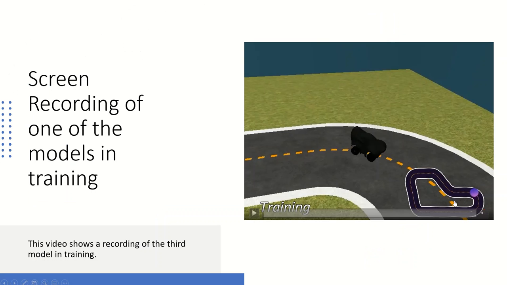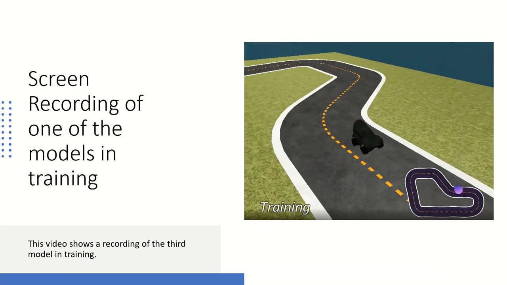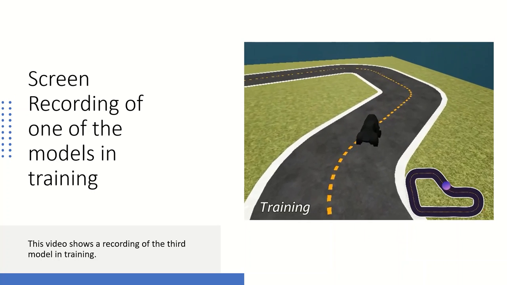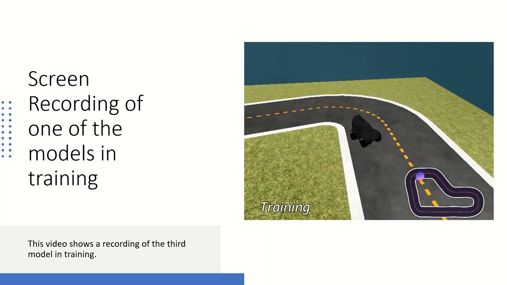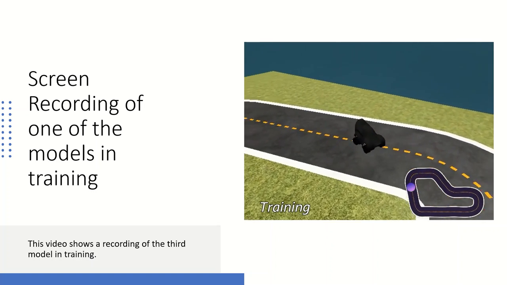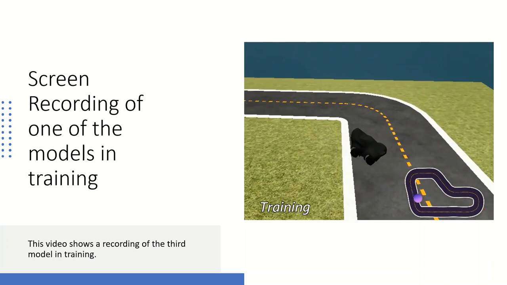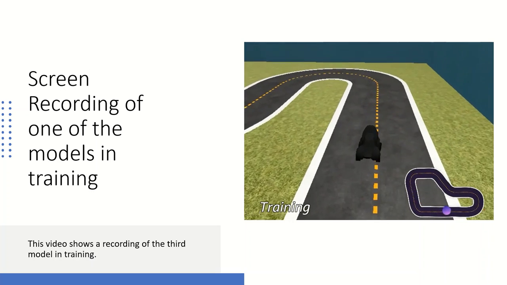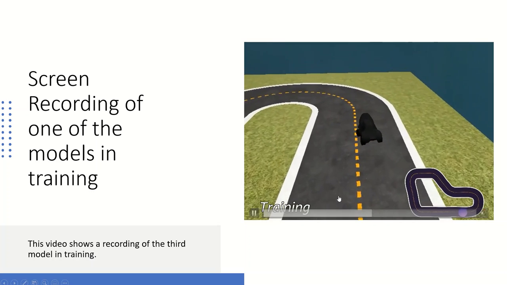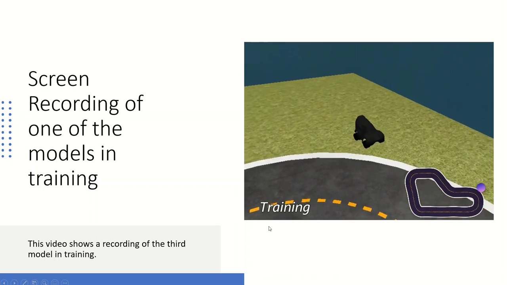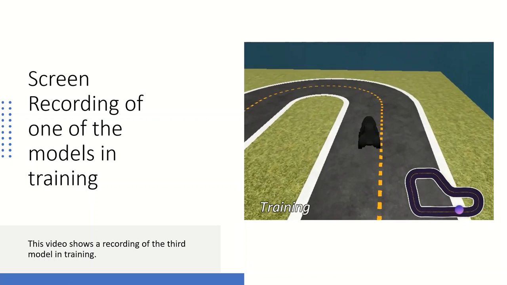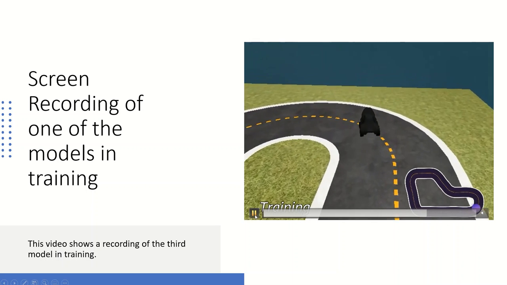So here I'm going to play the screen recording of, I think, the 3rd training that I did on the 3rd model. So yeah, I really like to see how the AI explores and fails and learns. But as I'm going to talk about in the next slide, I think a big problem is the turns. All my models have been having problems with the turns, and I definitely need to improve that.